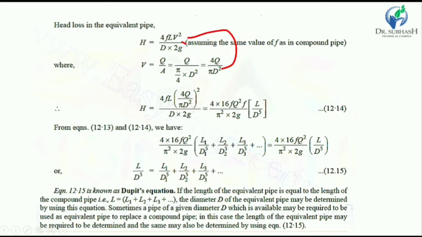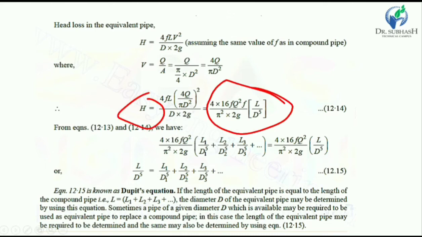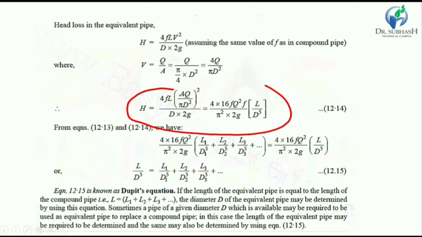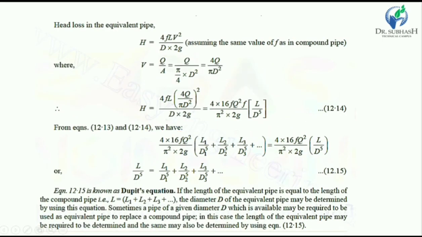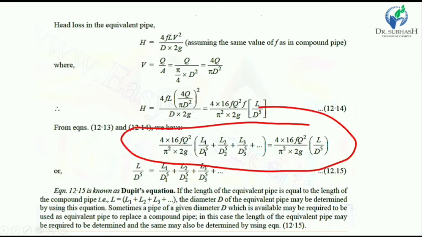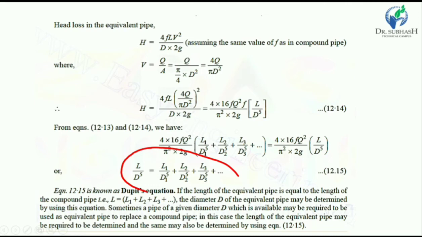Now put the value of velocity in this equation of total head loss, and finally we get this equation for the total head loss. Now we have two equations of total head loss: the first for the equivalent pipe, and the other for the compound pipe when the 3 pipes are connected in series. Now comparing the total head loss of both equations, as shown in the slide, we finally get this type of equation.